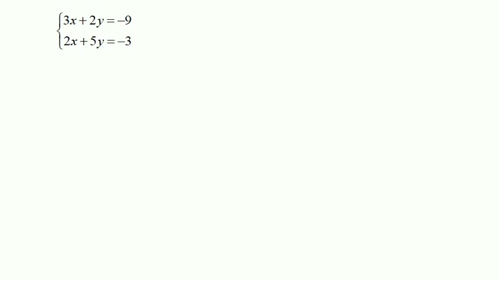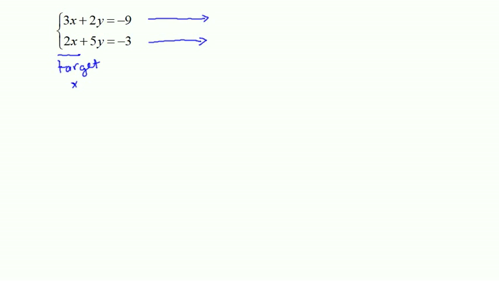This time we could target x or y. They look about equally difficult, and so I'm going to choose to target the x variable, just so that we remember that we do have a choice. And since I'm targeting the x, I'm going to choose what to multiply each equation by based on what will make the x variable drop out.